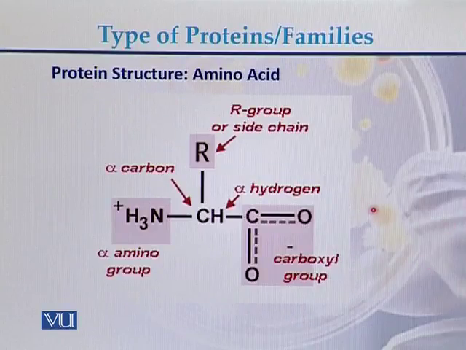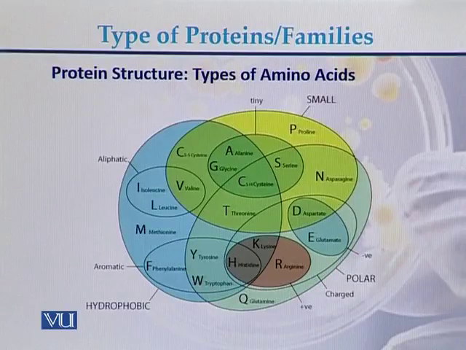This is the structure of a typical amino acid. In an amino acid, there is the alpha carbon in the middle. This alpha carbon on one hand is attached to the carboxylic group, while on the other hand it is attached to the amino group. The alpha carbon is also attached to the R group, which is also called the side chain. So the structure of a typical amino acid is alpha carbon, carboxylic group, amino group, and side chain.